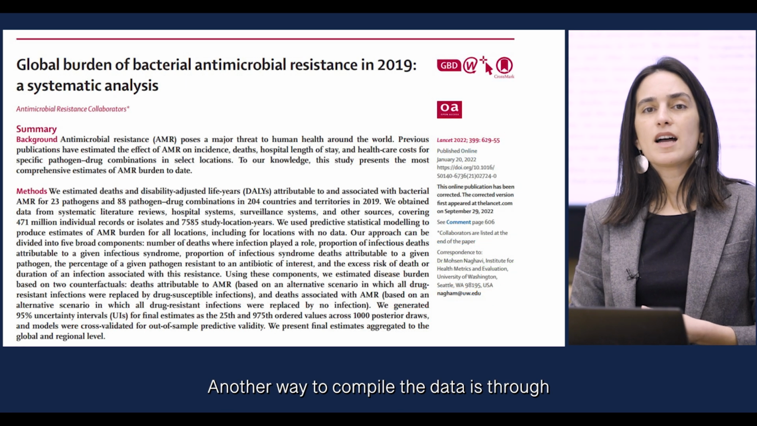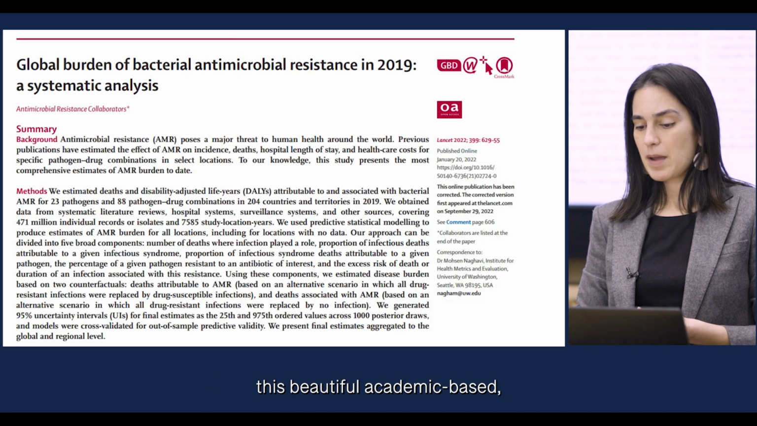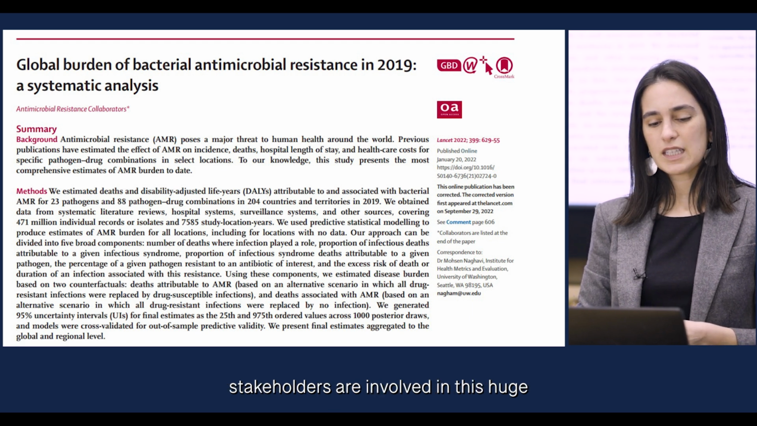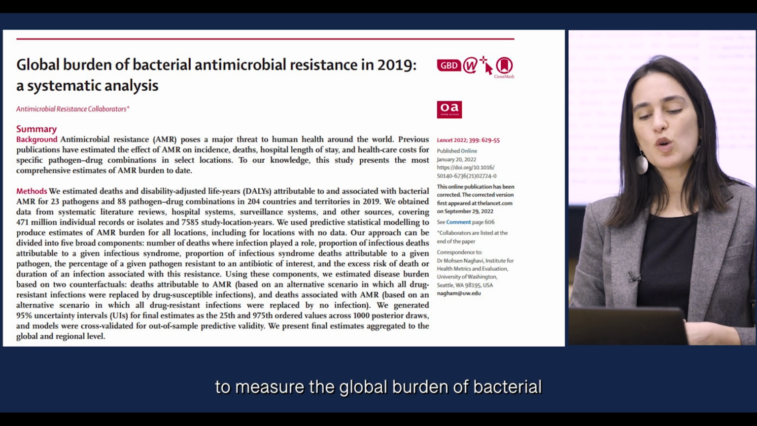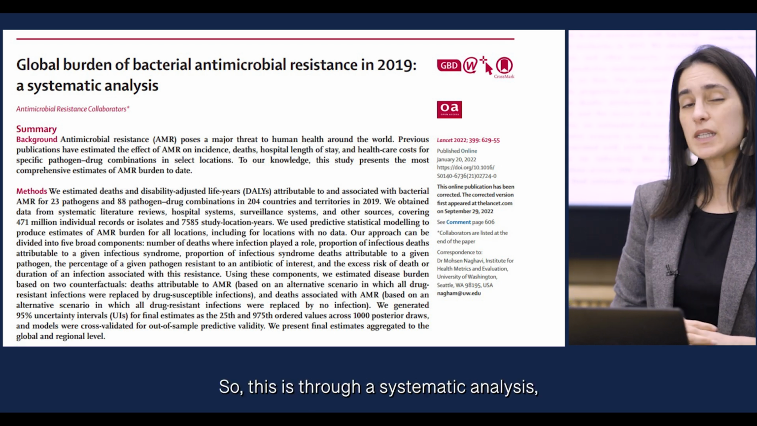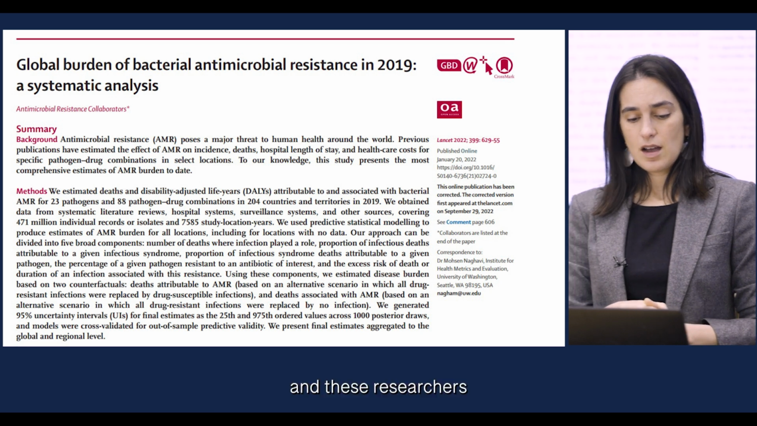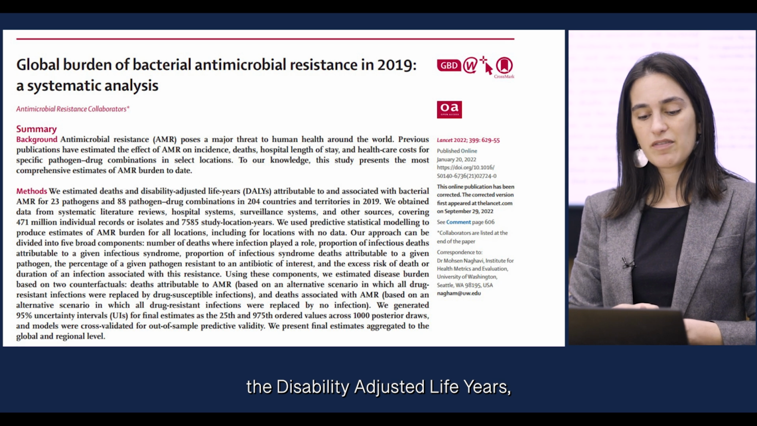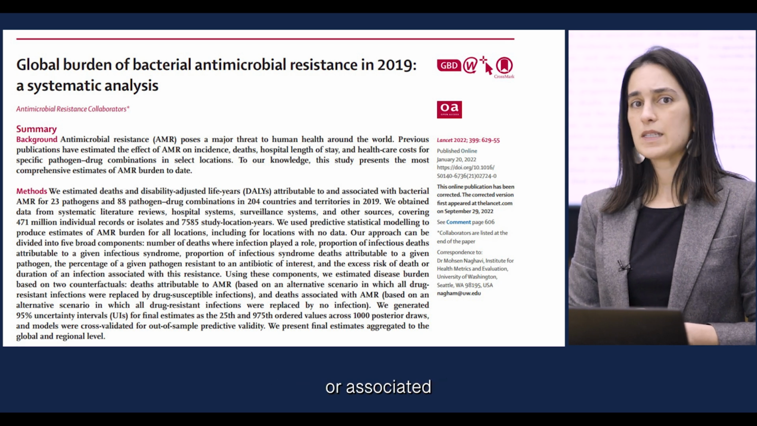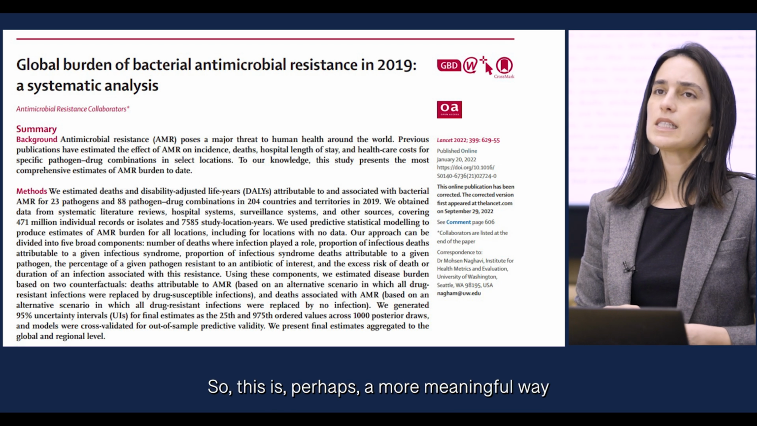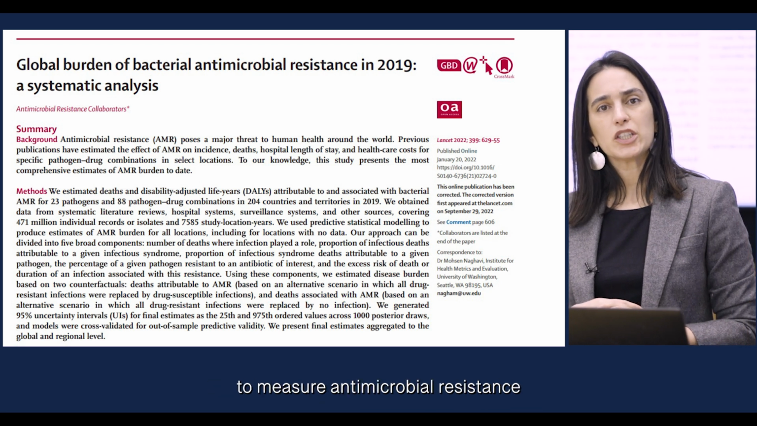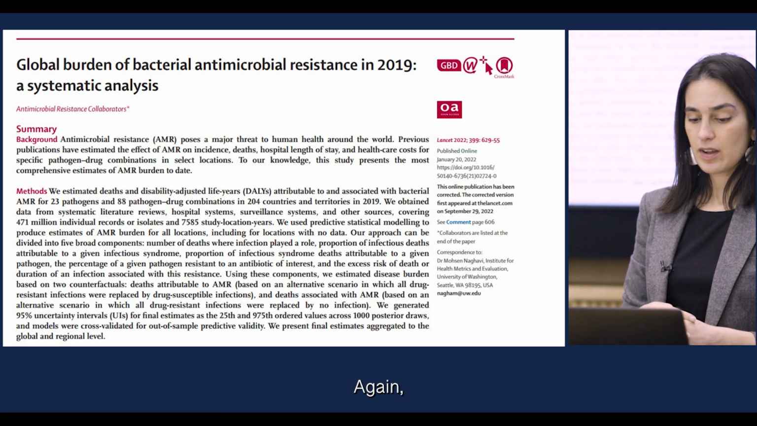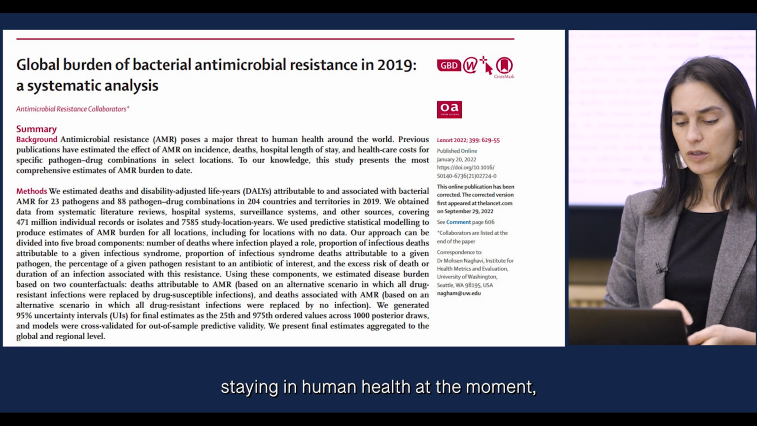Another way to compile the data is through this beautiful academic base, but also several public health and major stakeholders involved in this huge effort to measure the global burden of bacterial antimicrobial resistance. So this is through a systematic analysis. And these researchers have looked specifically at the DALYs, the disability-adjusted life years, that are attributable or associated with antimicrobial resistance. So this is perhaps a more meaningful way to measure antimicrobial resistance and say how much it affects our health and our lives, again, staying in human health at the moment.